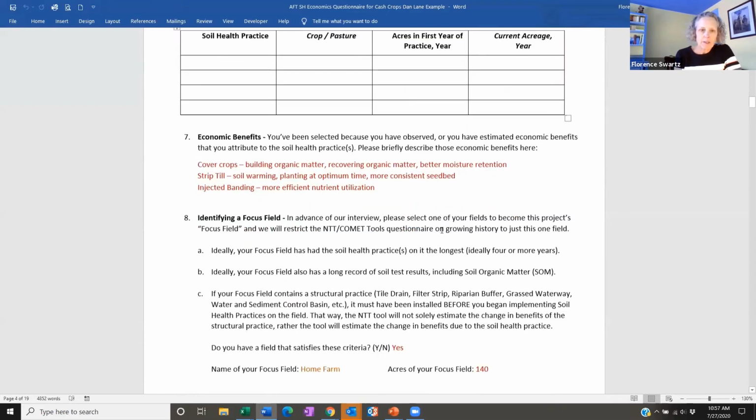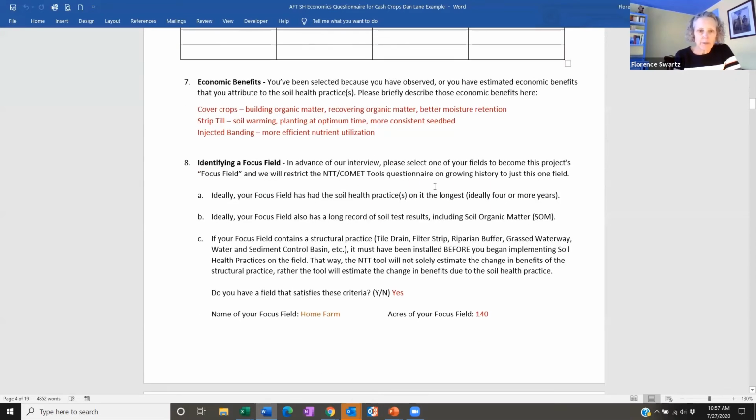Then we have another general informational question asking the farmer to recite what economic benefits they've actually seen from adopting those soil health practices on their farm. So he's saying better organic matter, recovering organic matter, better moisture retention. He likes injected banding for nutrient management, more efficient nutrient utilization, he says.